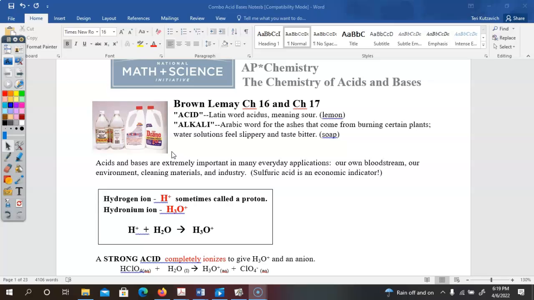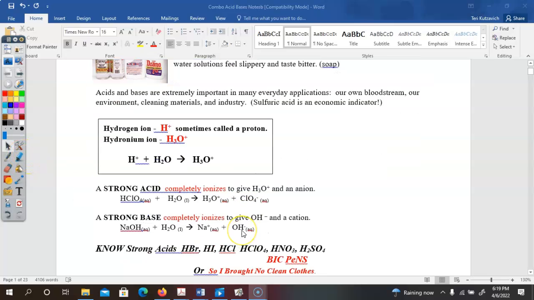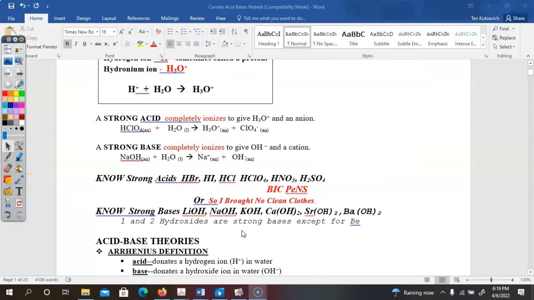So, first thing we have to know, anytime a hydrogen ion is referred to, it's H+, and it's also called a proton. Hydronium ion is H3O+. It's formed by taking your hydrogen ion and adding it to water. So H3O+ is a hydronium ion. Strong acids and bases, we've already talked about those.